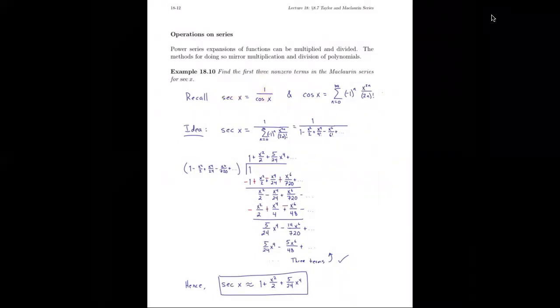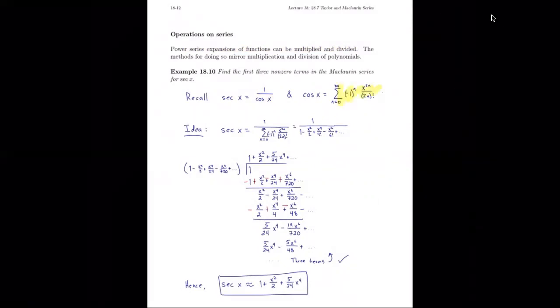And this is the point where I introduced the fact that we can multiply power series expansions of functions. We can multiply, we could divide them. In this case, what we'll do is we'll divide 1 by cosine of x, and we'll divide 1 by this version of cosine of x. It's just like polynomial division, only there's infinitely many terms. Luckily, we just need to find the first 3 non-zero terms in the Maclaurin series for secant of x. So in other words, just the first 3 terms.